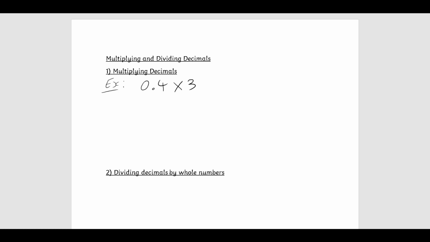So what I would do first, we ignore the decimal point. So I would do 4 times 3, which is 12. And then we need to put the decimal point back in. So I look at how many decimal places in the question there are. The number of decimal places in the question must be the same as the number of decimal places in the answer.